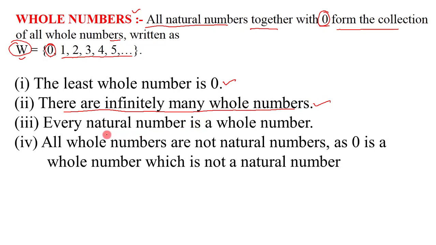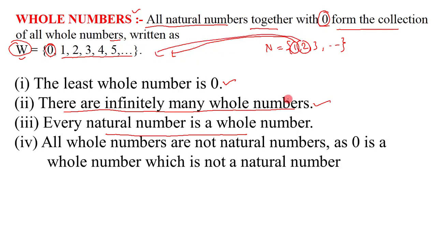And every natural number is a whole number. Why? We know that the set of natural numbers N is 1, 2, 3, and so on. So 1 is a natural number which is present in the whole numbers also, 2 is a natural number which is present in the set of whole numbers also, and 3 is a natural number which is present in the set of whole numbers. That's why we say that all natural numbers are whole numbers.